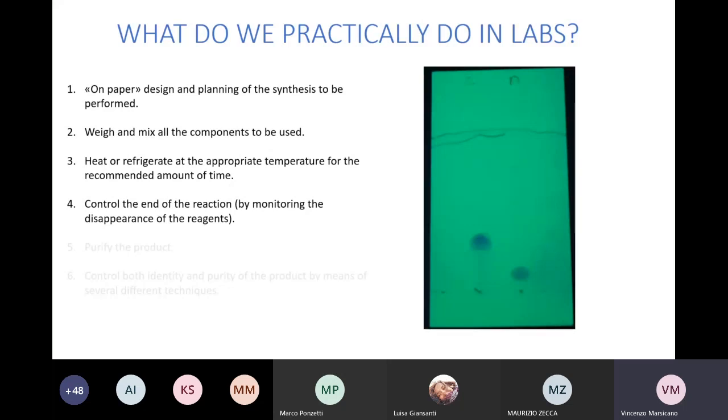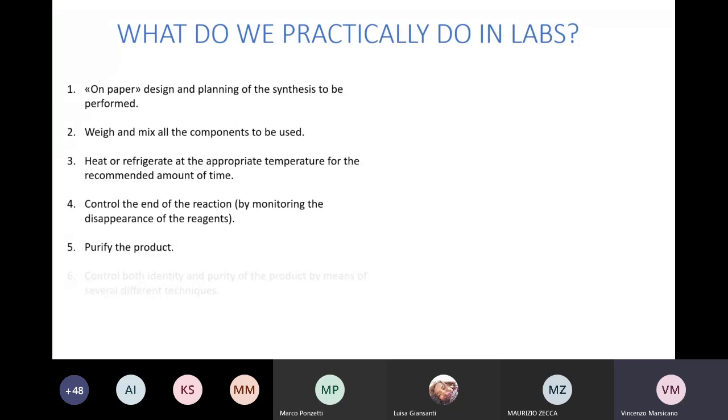After having seen that our reaction is completed, what we have to do is to isolate our product. In this case, the product is only one, but it can happen when performing reactions that we have several different spots, several different products. So we have to isolate the product that we need, and we have to purify it.